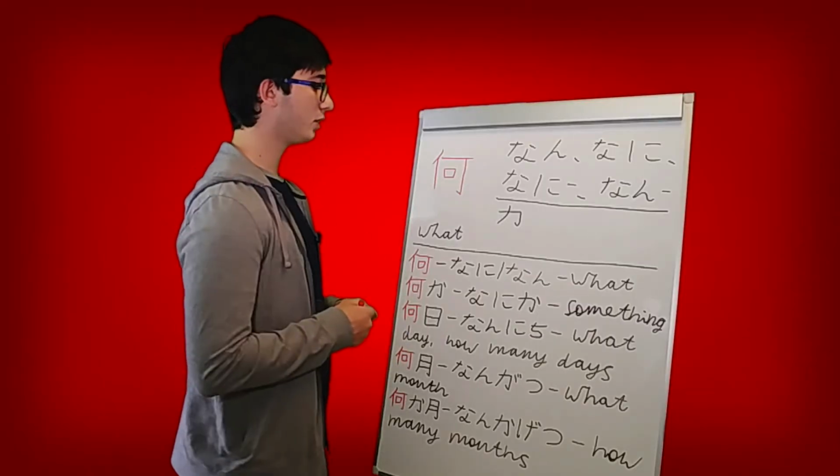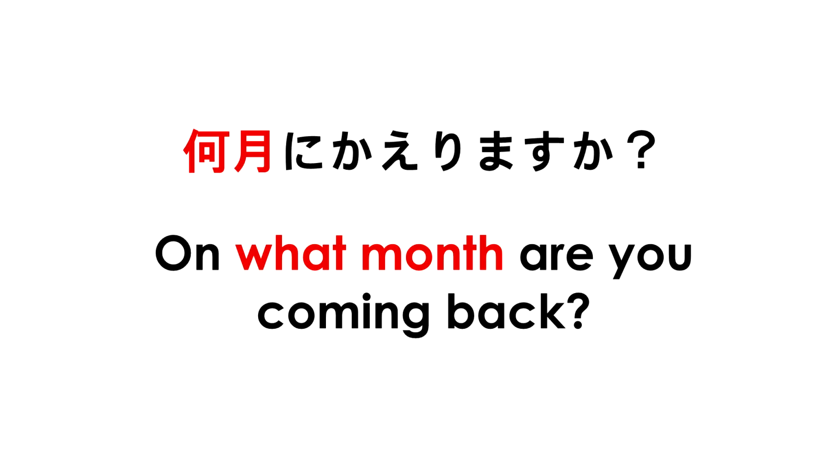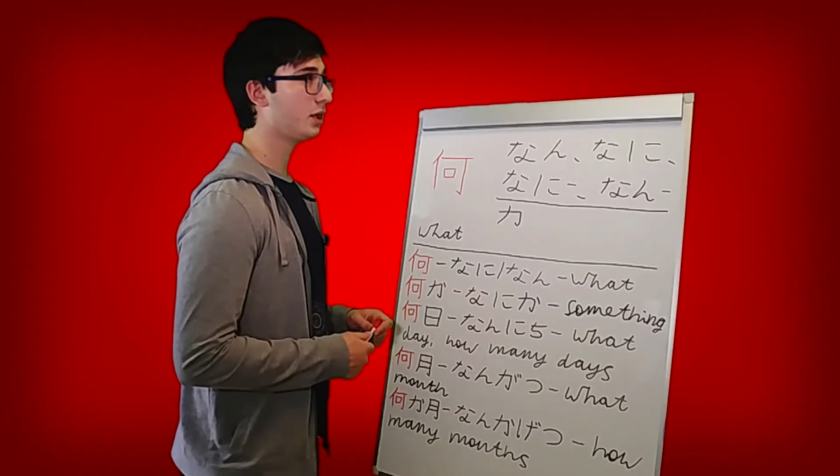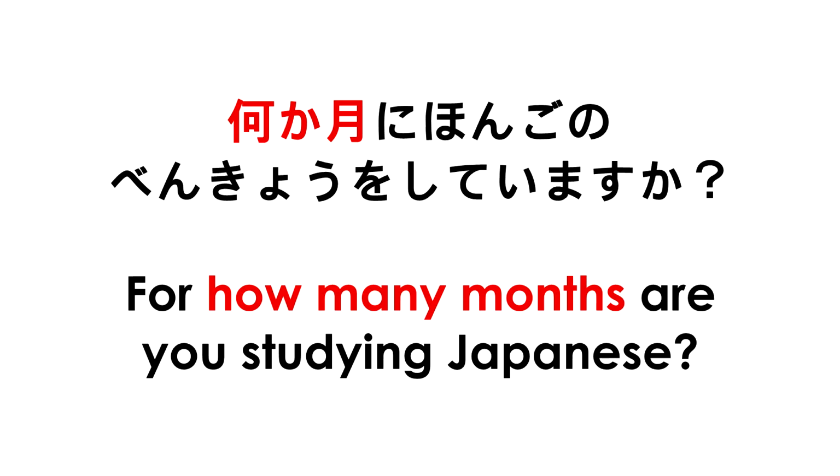For nangatsu, we'll have "Nangatsu ni kaerimasu ka?" which means on what month are you coming back? For nankagetsu, we can have "Nankagetsu nihongo no benkyou o shite imasu ka?" which means for how many months are you studying Japanese?